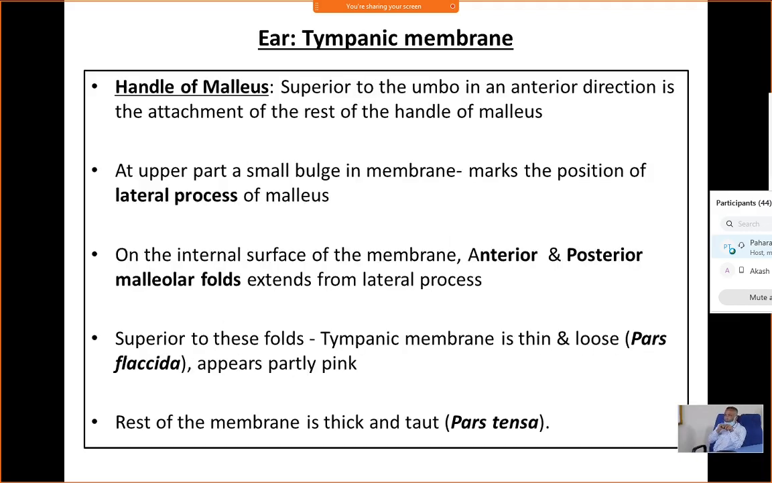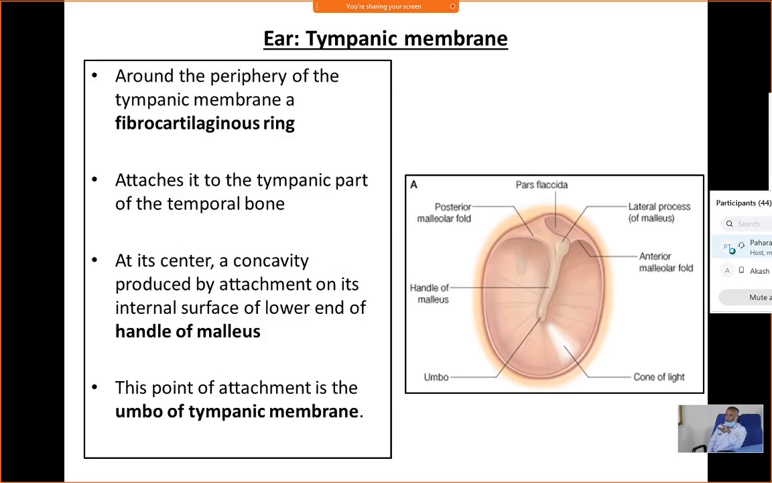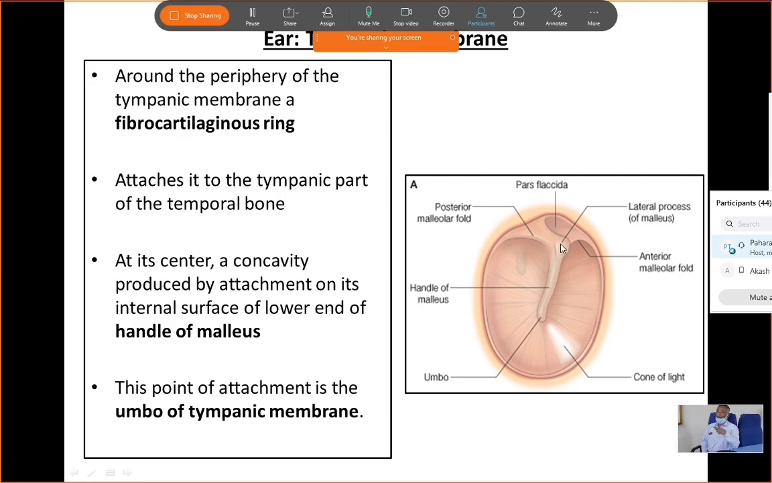Now if you go up along the handle of the malleus, in the upper aspect there is one elevation in the tympanic membrane that we can see, which is due to the lateral process of the malleus. So this is the lateral process of the malleus, and due to this there is one elevation. Now from this, in the anterior and posterior aspect, there is a fold: an anterior fold and a posterior fold. Now why these folds?